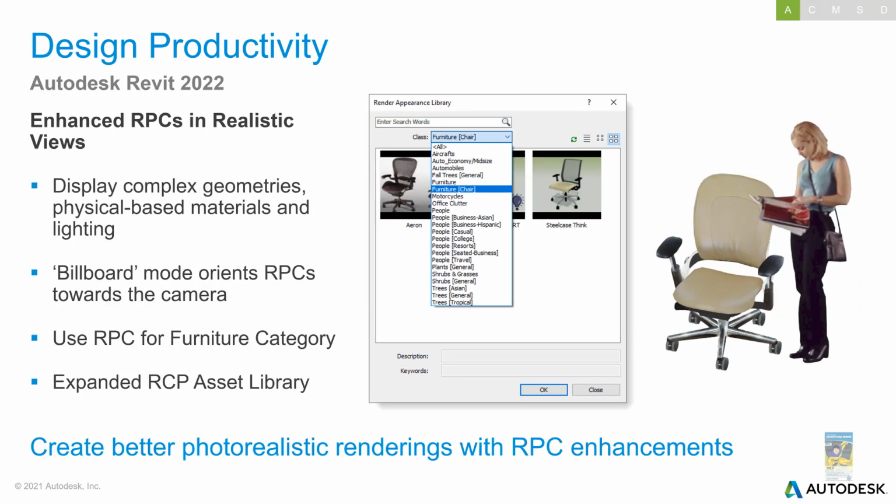You have enhanced RPCs in realistic view, so you can display complex geometries, physically based materials, and lighting. They have a billboard mode that orients the RPCs towards the camera. You can use RPC for the furniture category, and the expanded RPC asset library is now visible.